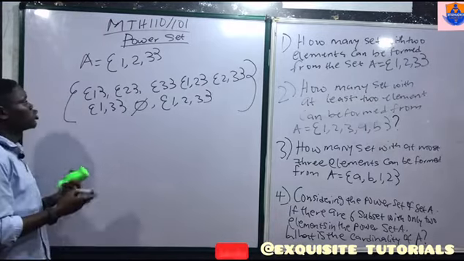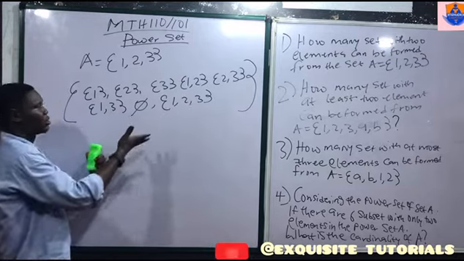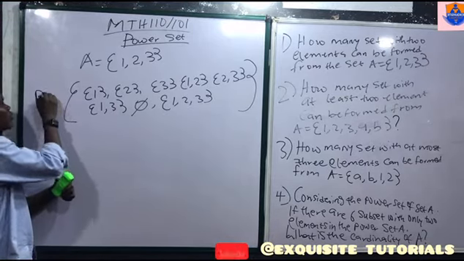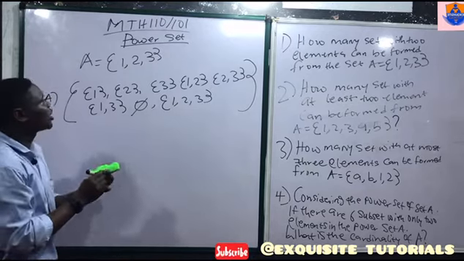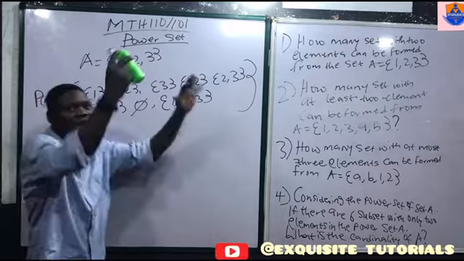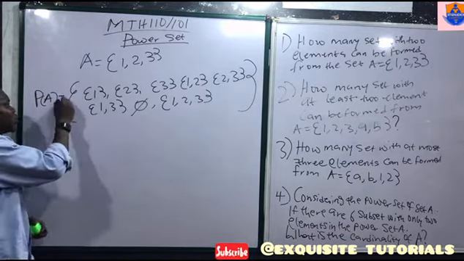Now the set that has all these elements inside as subsets is what we call the power set of A. So that means we are combining all these elements to form a bigger set. This set that we are forming is what we call the power set of A.